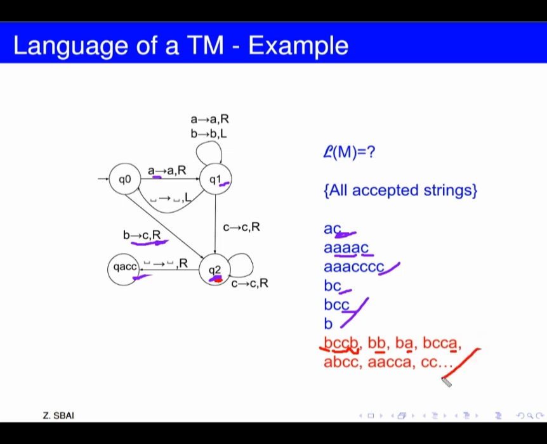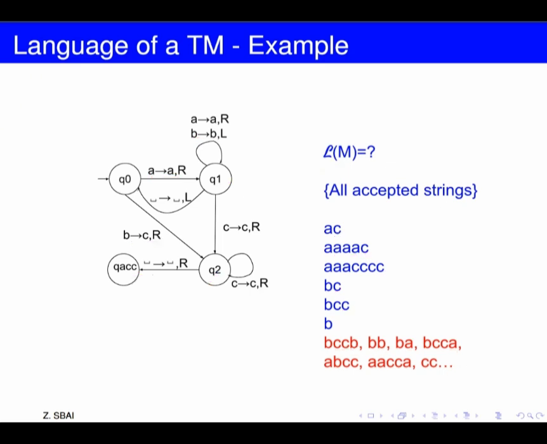Here, in the same manner, we may look for the strings that are not accepted, either by entering explicitly in a Q reject or by looping. We saw here the strings in which we start with A and then we have a B. We loop forever and we will not be able to reach a Q accept. So these will not be members of the language of the Turing machine.